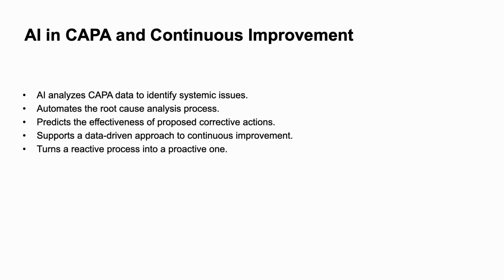By using AI to support the CAPA process, manufacturers can turn a reactive process into a proactive one. Instead of just reacting to problems, they can use data to anticipate and prevent them. This is the essence of a truly mature quality system and a key component of a data-driven, continuous improvement strategy.